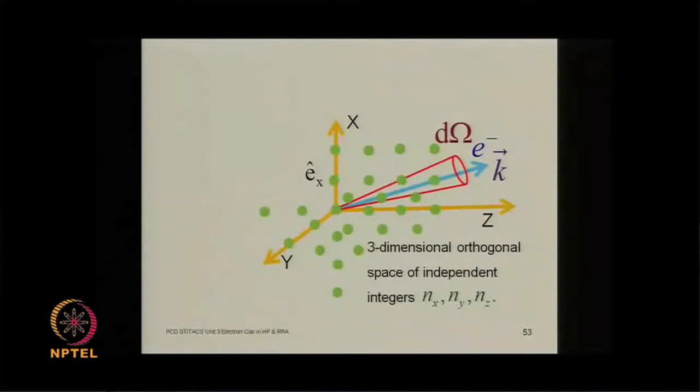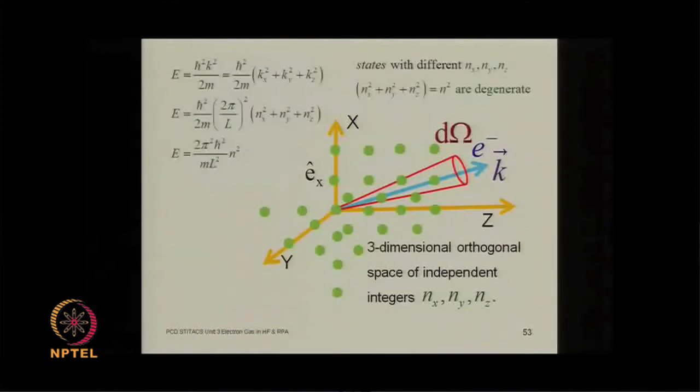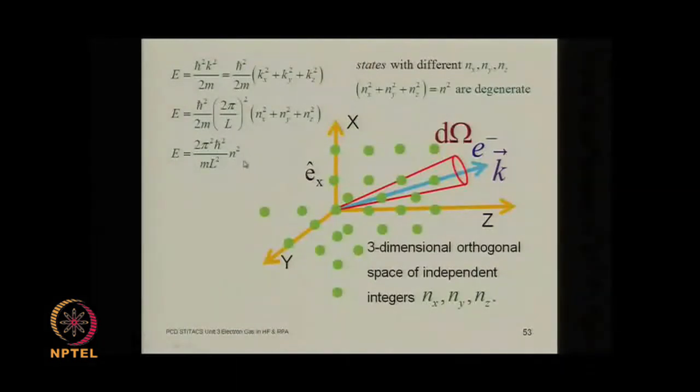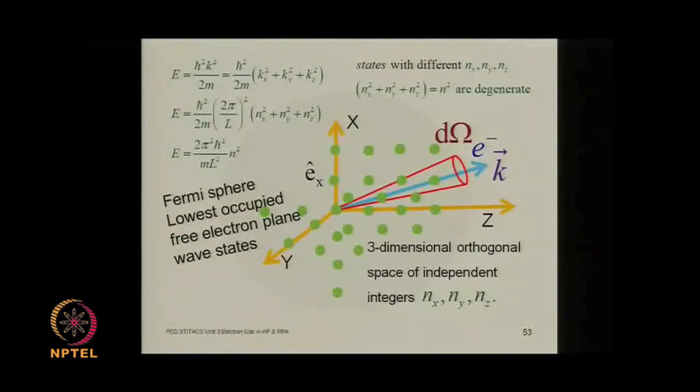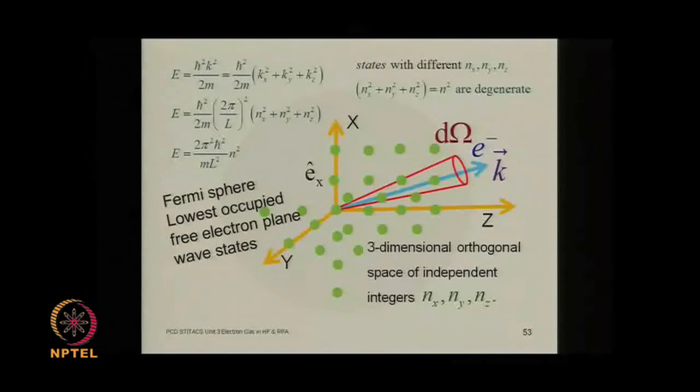And the number of occupied states are all those which satisfy this relationship, right. All the occupied states lie within a Fermi sphere in which you have got the lowest states occupied in the ground state. Okay. So, that is the Fermi sphere. So, this is our picture of the lowest occupied free electron plane wave states. So, all of these are e to the i k dot r type solutions. There is of course a spin part and there is the normalization 1 over root L cube.